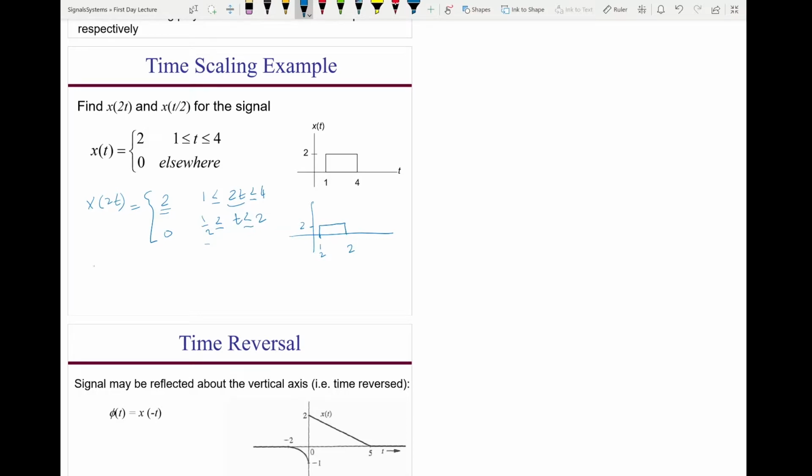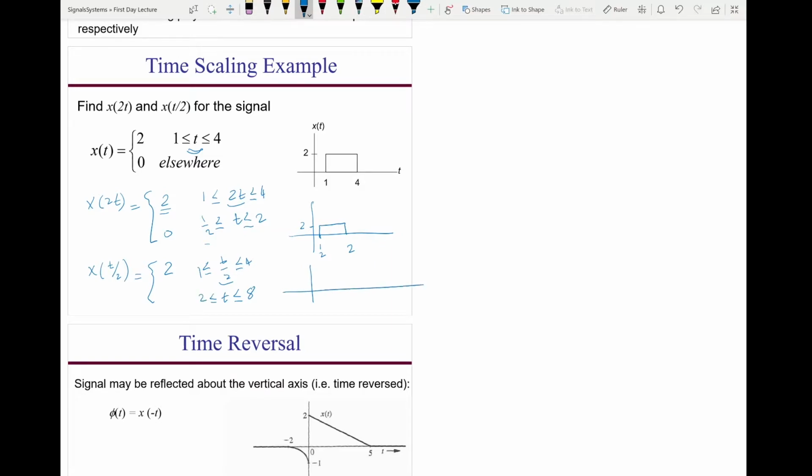If I want to find x of t over 2, and 2 is a constant. If there is a t here, then you replace it by t over 2. But in our problem, it's just a constant. And then here, 1 and t, I replace it by t over 2, 4. Again, I need this to be t, so I multiply by 2. So I have here t, and this is 8, and this is 2.